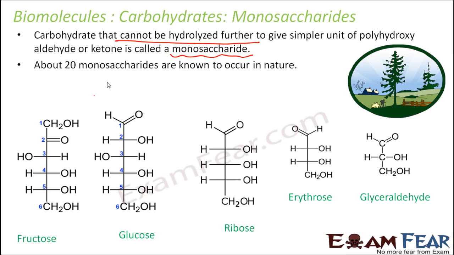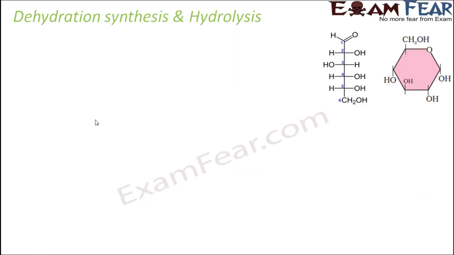There are about 20 monosaccharides which are known to occur in nature. Some examples of monosaccharides are fructose, glucose, ribose, erythrose, glyceraldehyde. These are all examples of monosaccharides. We will talk about the structure and properties of some of the important monosaccharides like glucose and fructose. Now let us try to understand the processes dehydration synthesis and hydrolysis, because as and when we talk about carbohydrates, we'll keep talking about hydrolysis. So it is very important that you understand these processes.